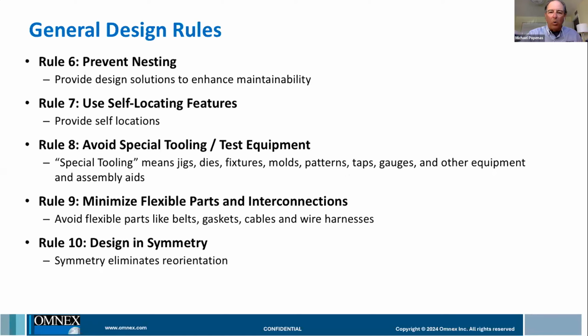You know, any kind of molding or molds or any kind of window seals, a great example, any kind of seals that we have to, you know, gluing. That's another one that kind of fits in this category. And then rule 10, design in symmetry.